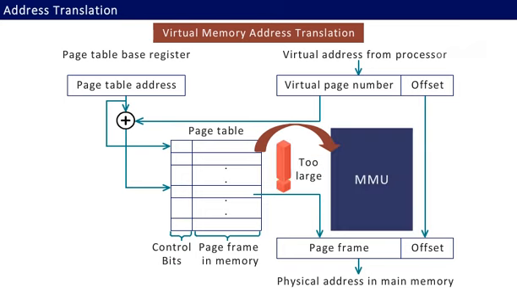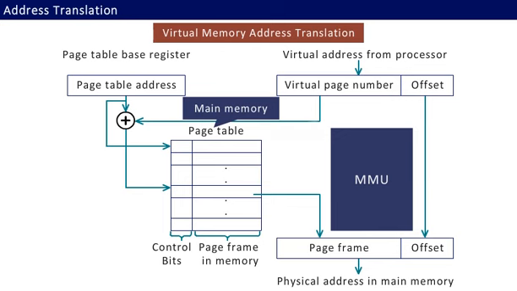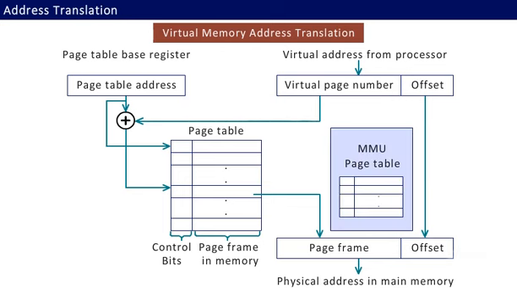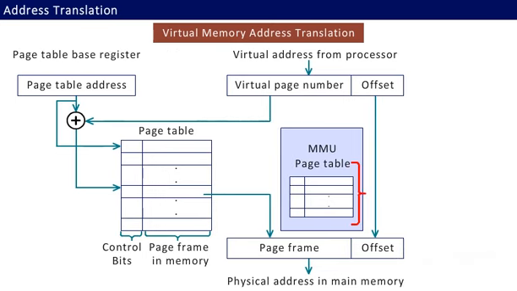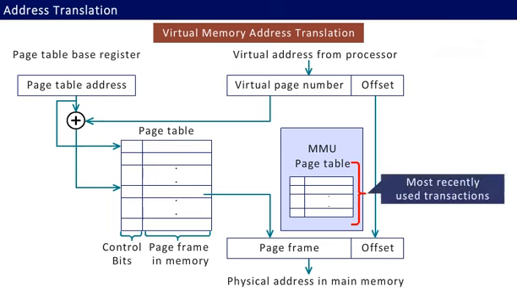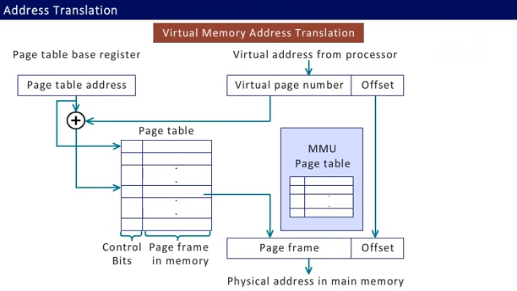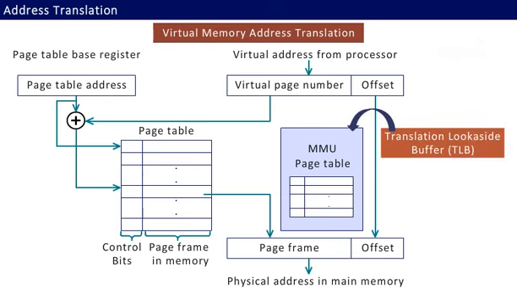If the page table is large, then it is impossible to include a complete page table in the MMU. Therefore, the page table is kept in the main memory. However, a copy of a small portion of the page table can be accommodated within the MMU. This portion contains table entries that have been most recently used. A small cache, usually called the Translation Lookaside Buffer, is incorporated into the MMU for this purpose. Now, let us discuss TLB in detail.